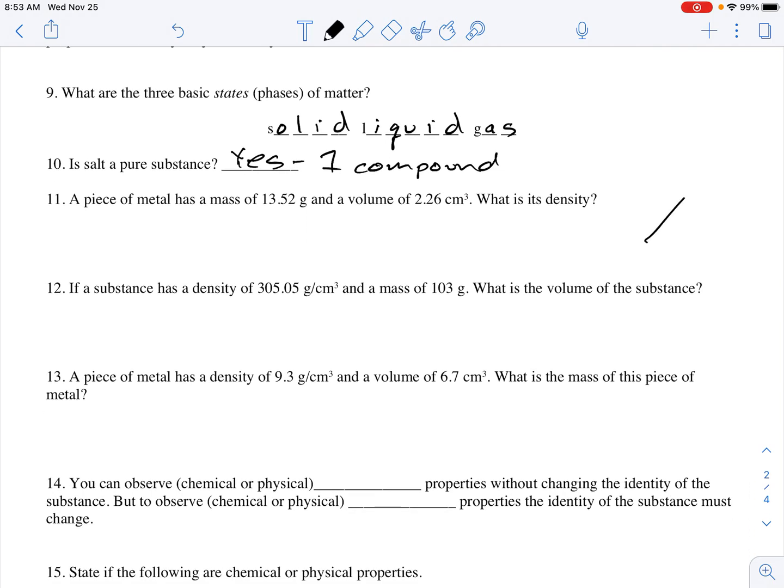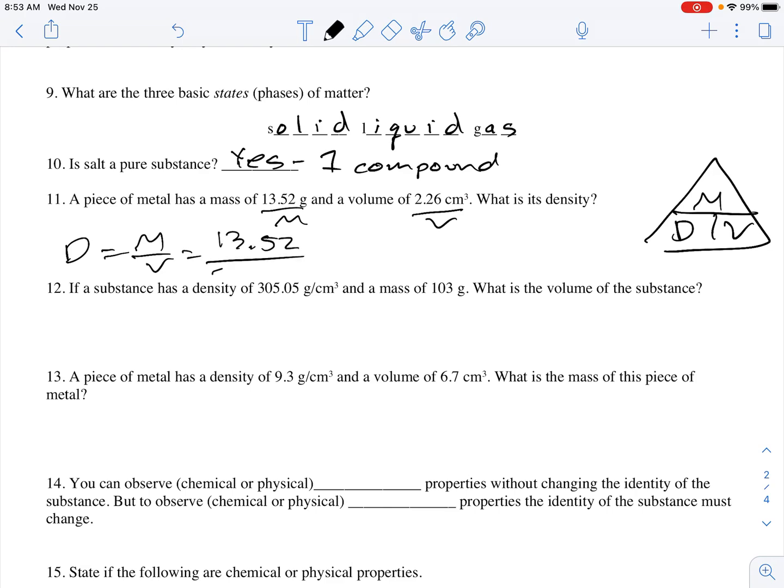Okay, 11, 12, and 13. We have our density triangle, density, mass, and volume. You remember, you cover up whatever variable you're looking for here. So grams would be mass, cubic centimeters would be volume. So density is m over v, which is 13.52 divided by 2.26. That'd be grams over cubic centimeters. Let me pull up my calculator here. And I get 13.52 divided by 2.26, which gives me 5.98 grams per cubic centimeter.